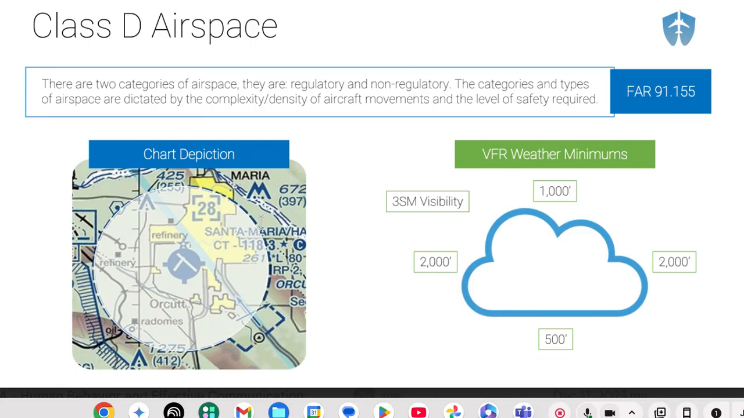Alright, so here's what it looks like on a sectional. You're gonna have these dashed blue lines surrounding that Class Delta airport.